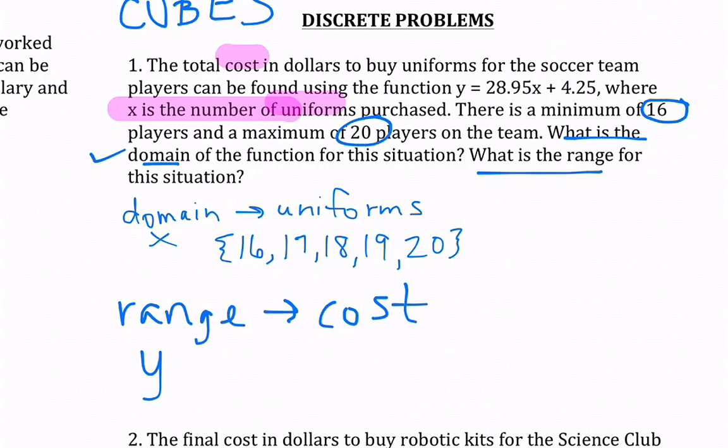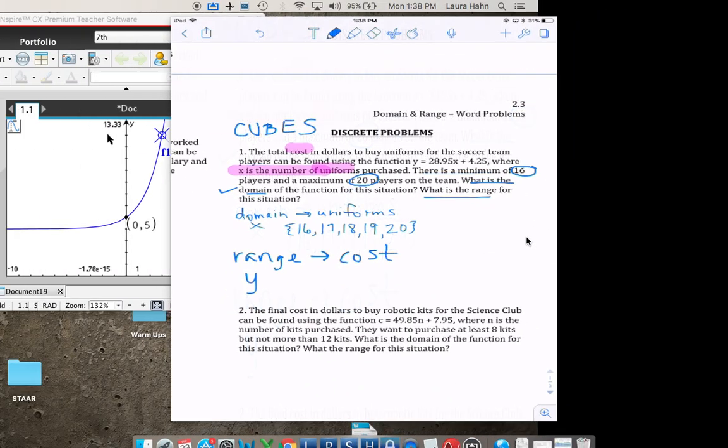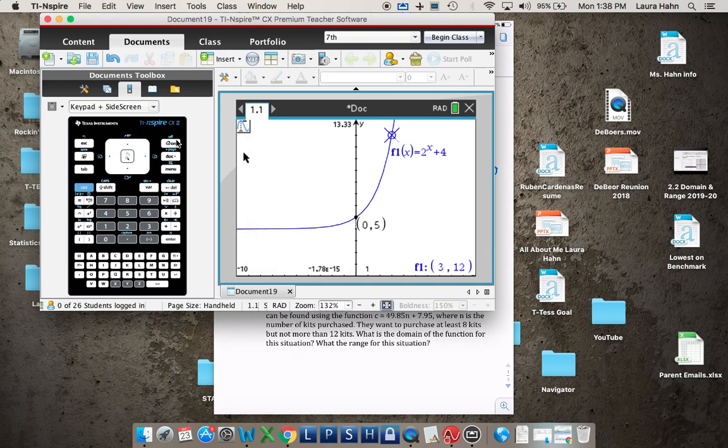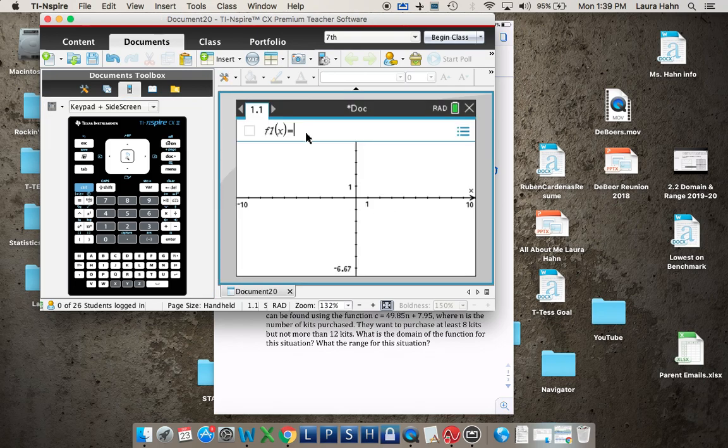So now we have to figure out what it would cost if we bought 16 uniforms, 17 uniforms, 18, 19, and 20. The way I'm going to do that is I'm going to graph this equation that it gave me. And then I'm going to use a table to look at the y values for each of these x values. All right, so the equation it gave me is 28.95x plus 4.25.